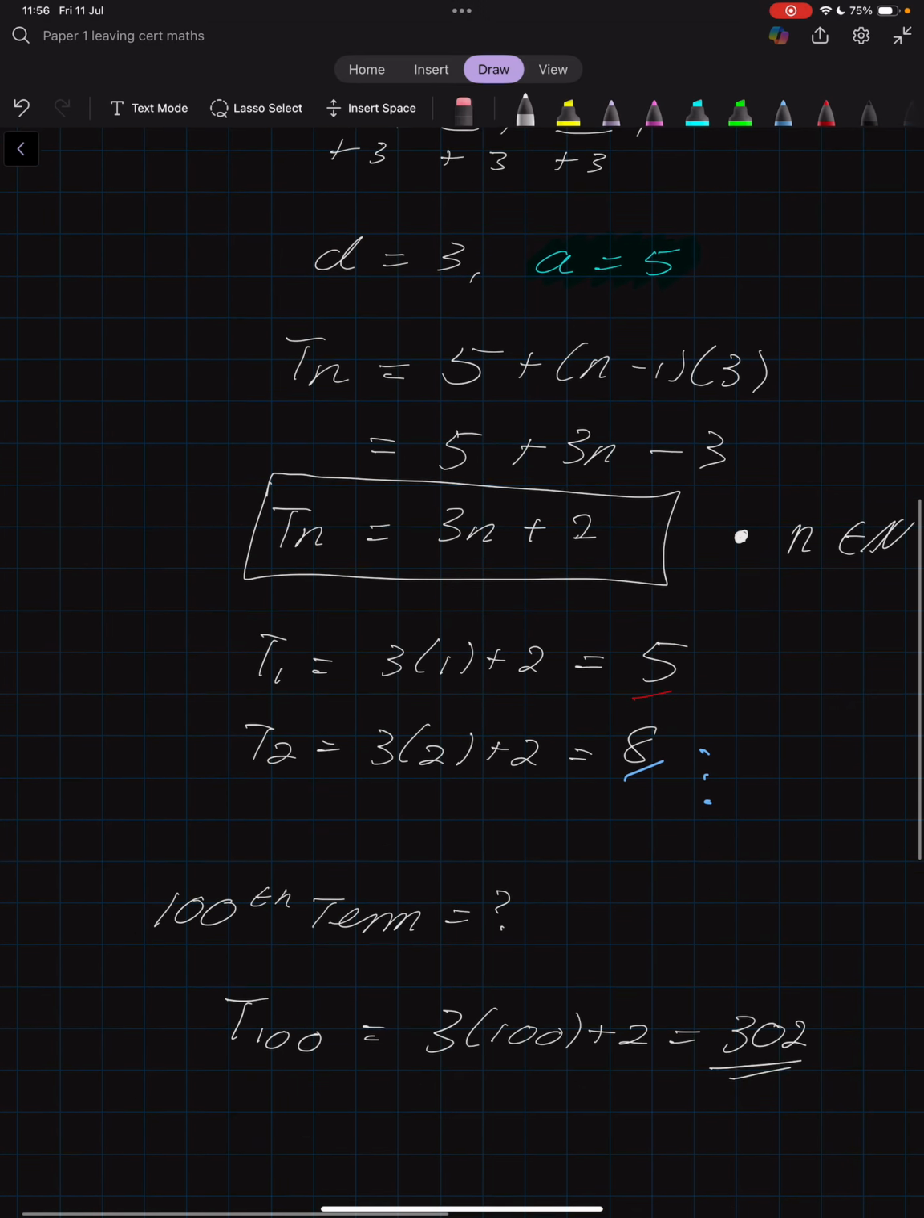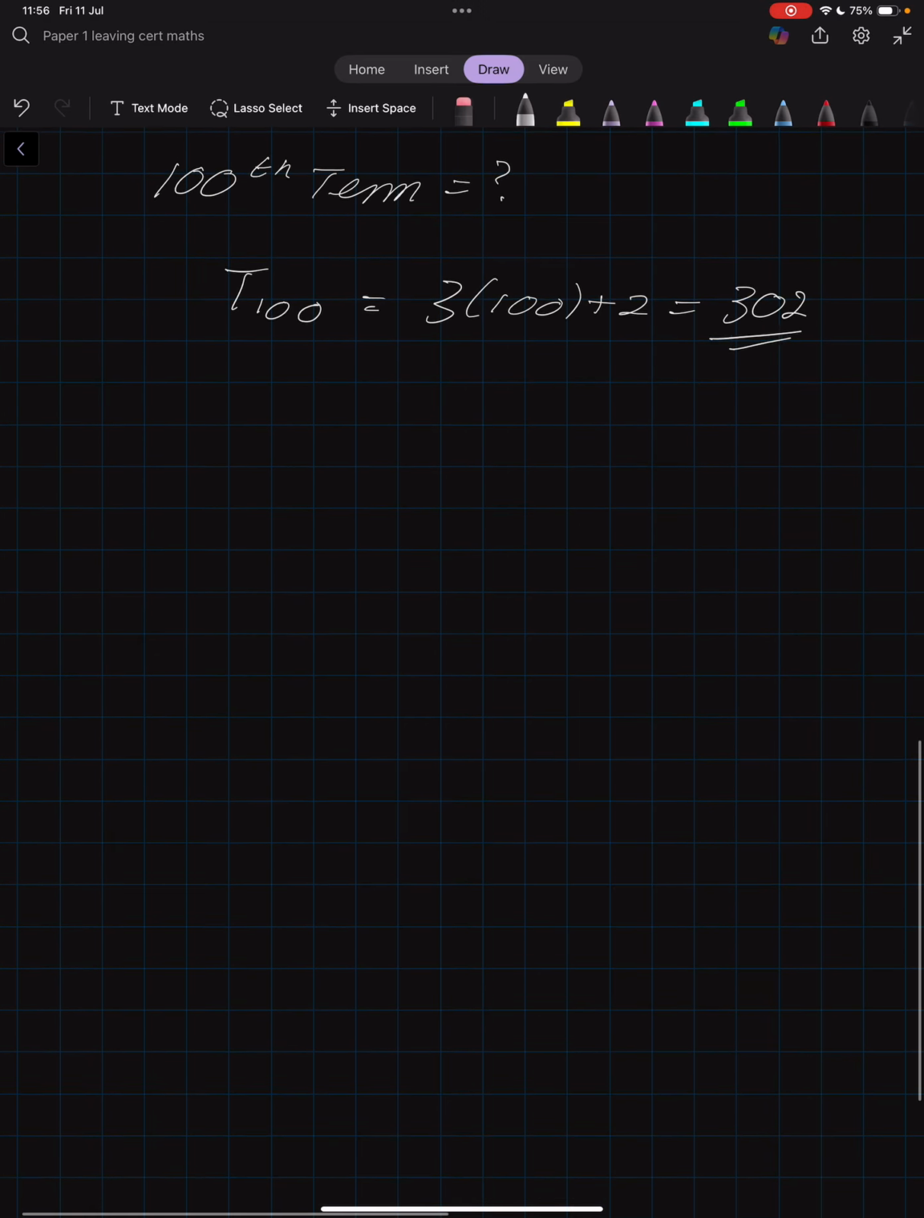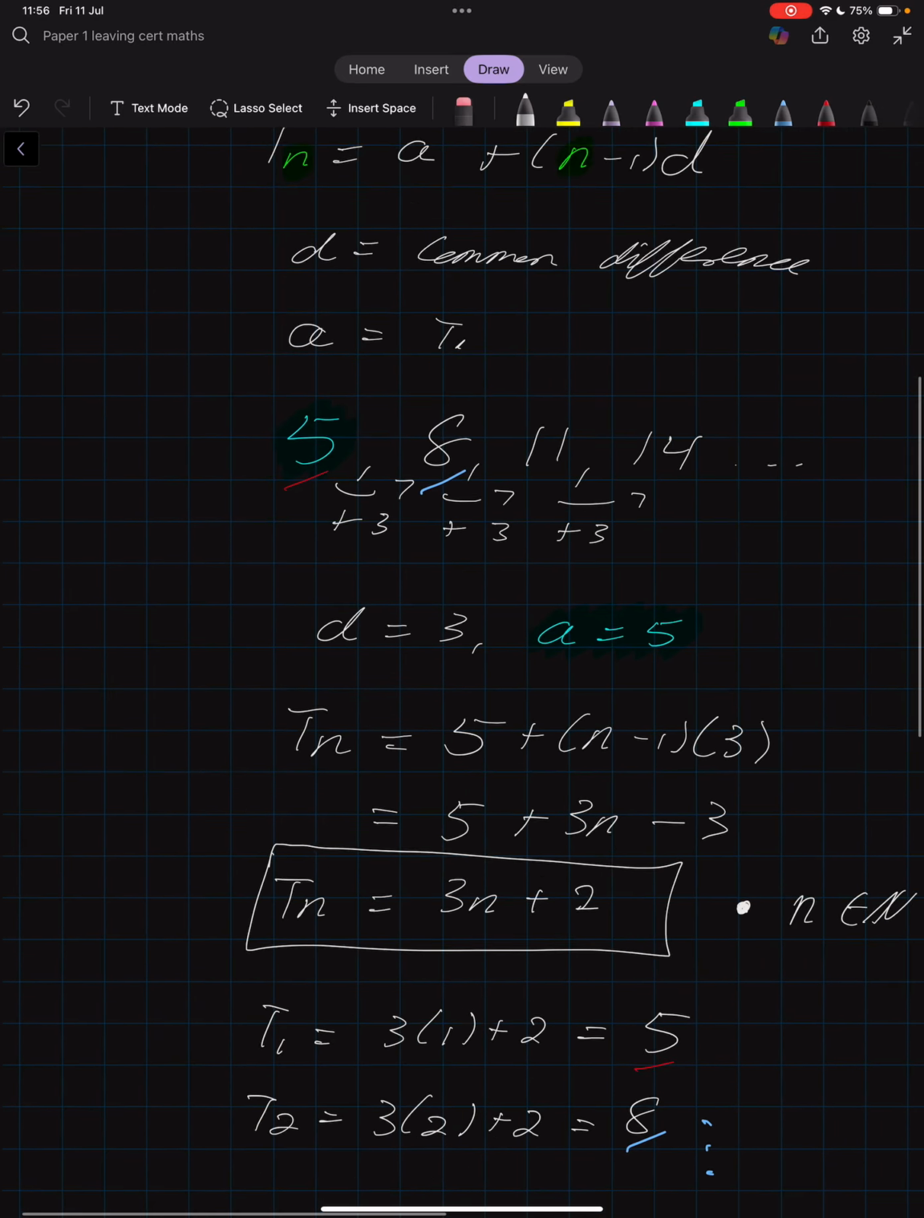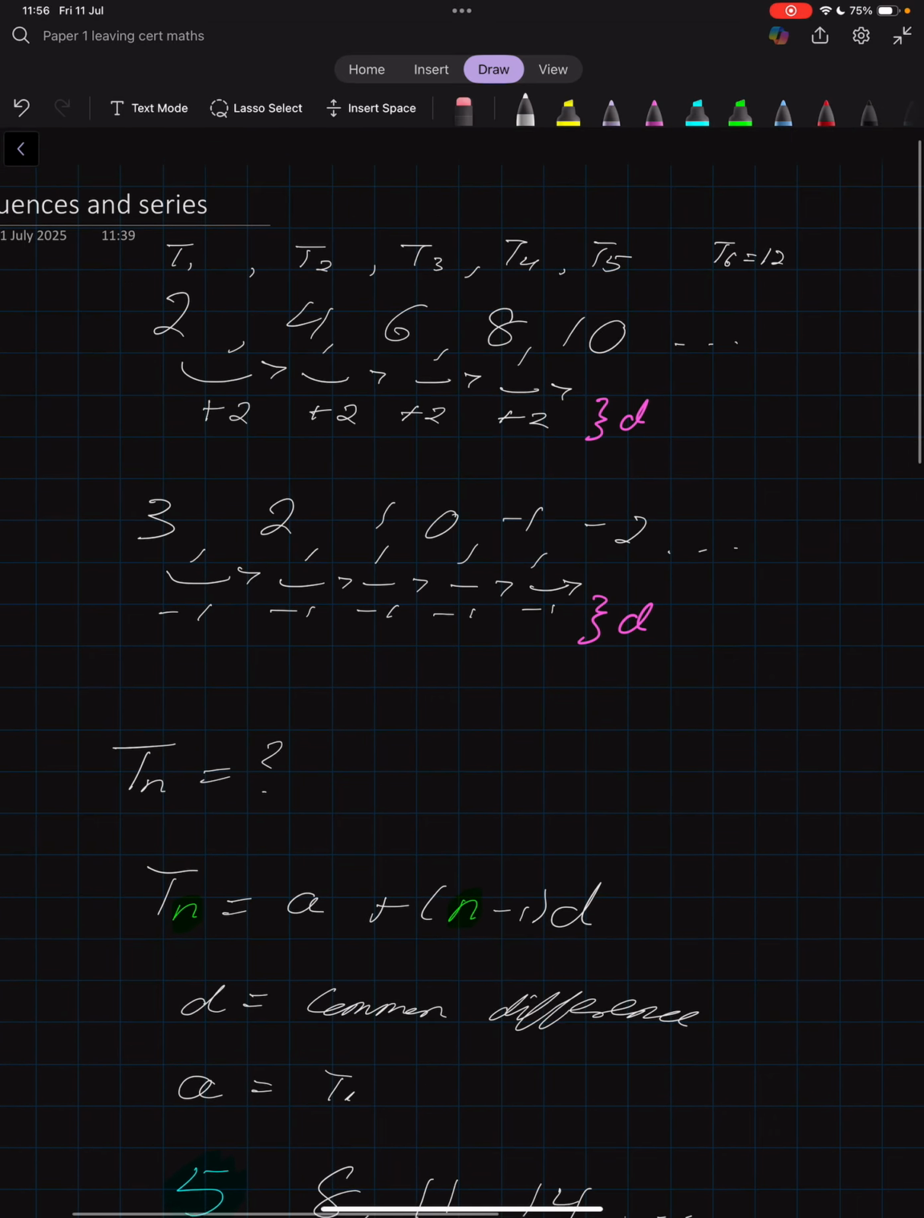Now you also have Sn. Sorry, this is called an arithmetic sequence as well. So linear, arithmetic, it just means that it's linear, like this.